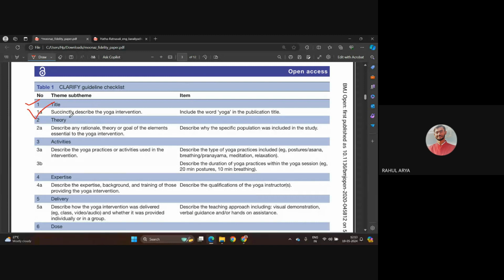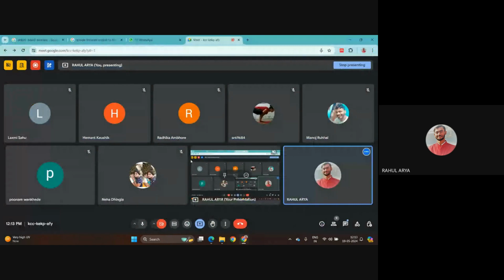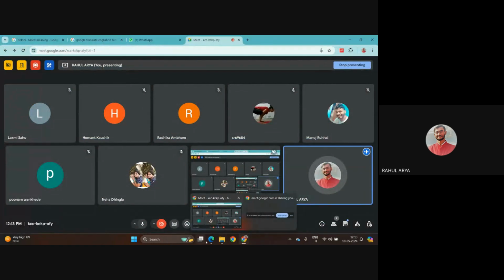Point number 1 is the title. Succinctly describe the yoga intervention. Include the word yoga in the publication title. What are you understanding from the first item? Can you give an example? What are they trying to say here?